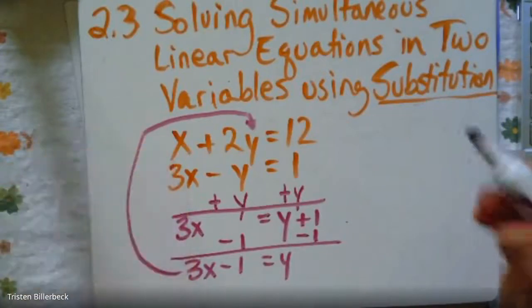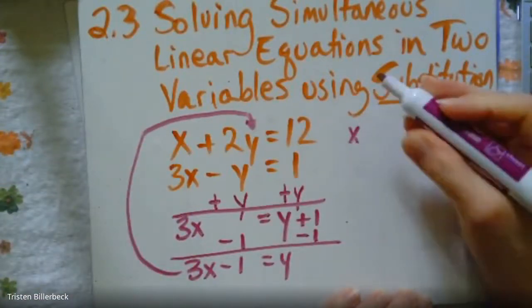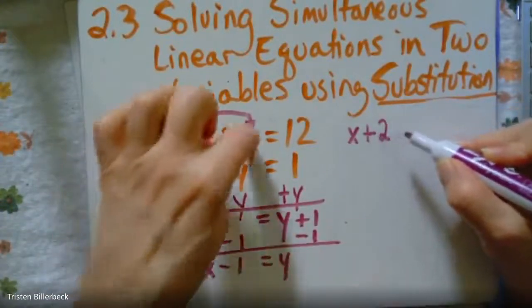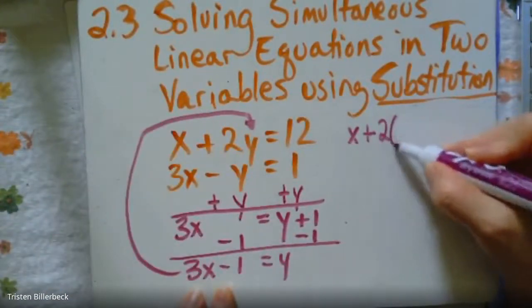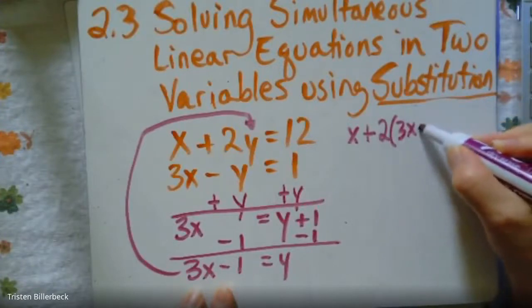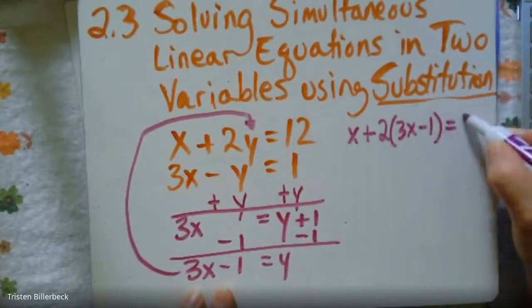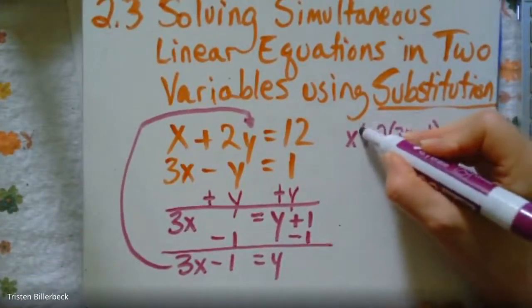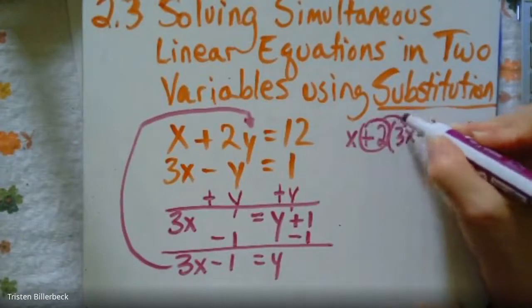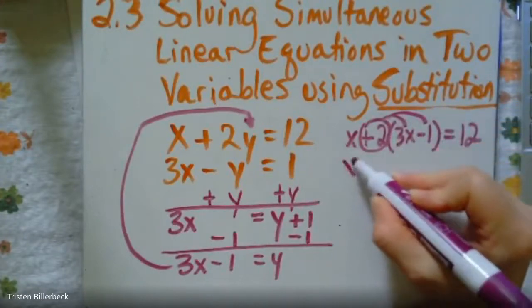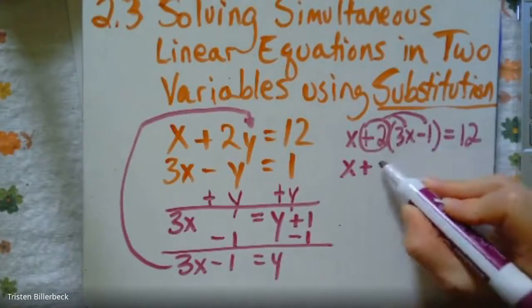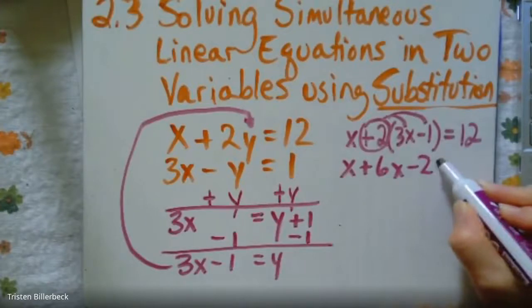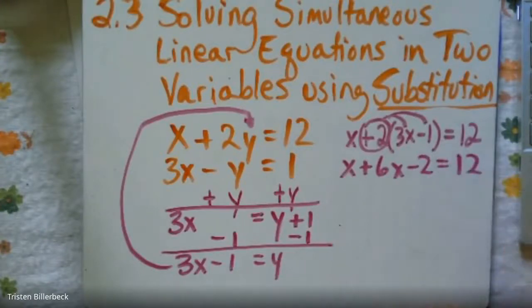So now let's put this equation in with a substitution. So we have x plus 2, but we're not using y anymore. We're going to use 3x minus 1 equals 12. So we're going to grab this number with its sign in front of it and distribute. So we have x plus, and then 2 times 3 is 6x. 2 times negative 1 is minus 2 equals 12.